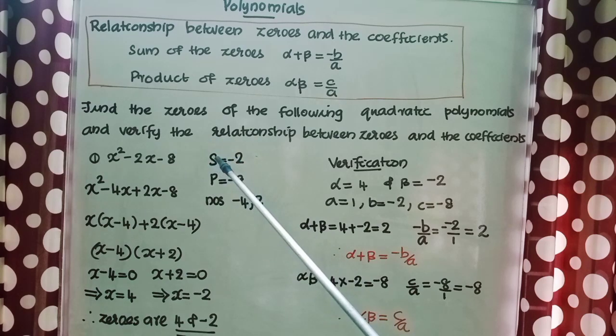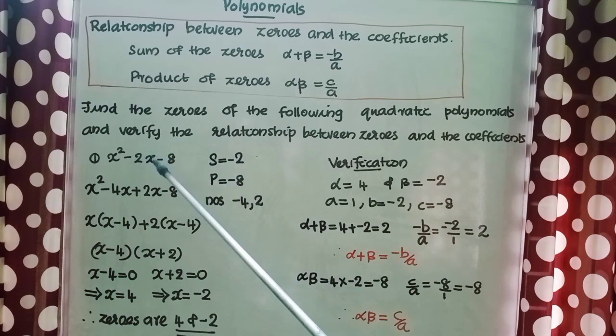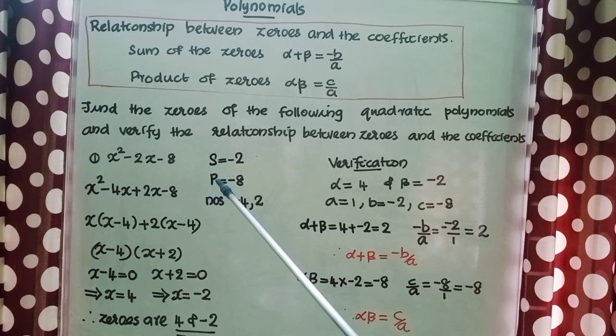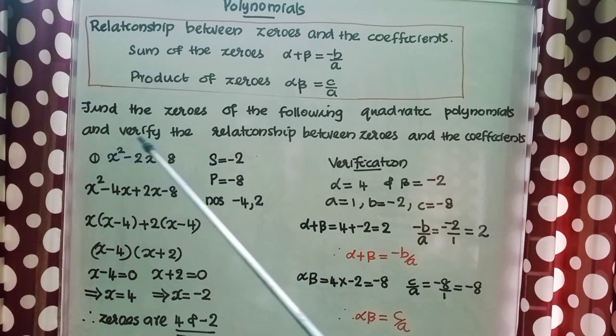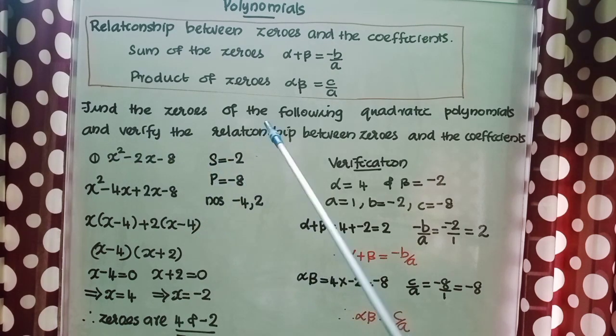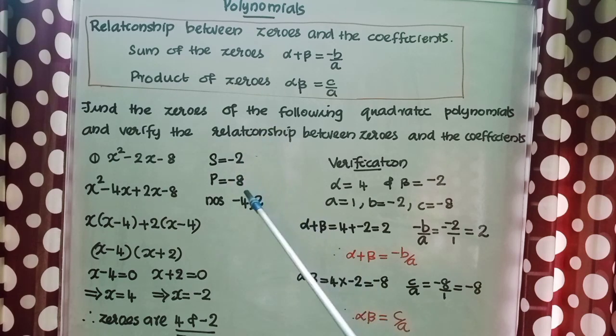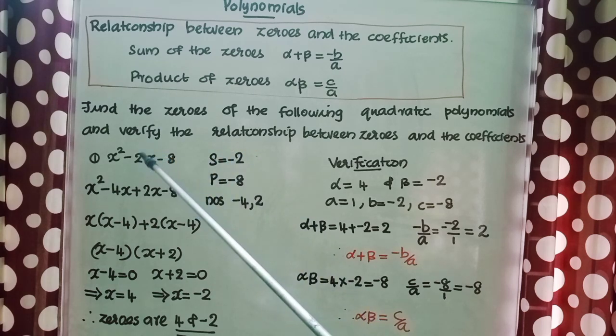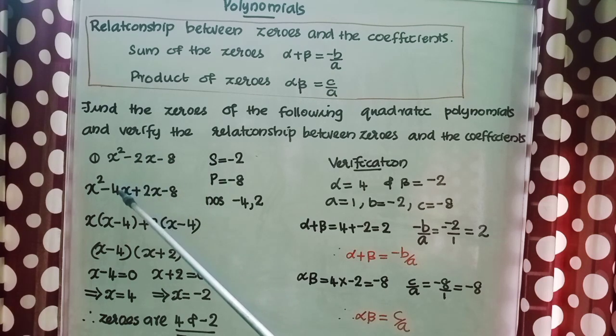Here the sum we can write as −2, the number with x. The product we can write as 1 into −8, that is −8. So the numbers are −4 and 2. If we add −4 and 2, we get the sum −2, and if we multiply −4 and 2, we get −8. So we are going to split the middle term: −2x we write as −4x plus 2x.